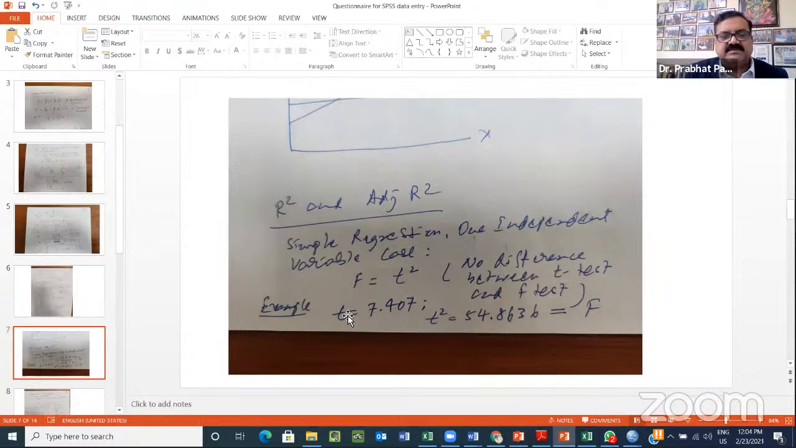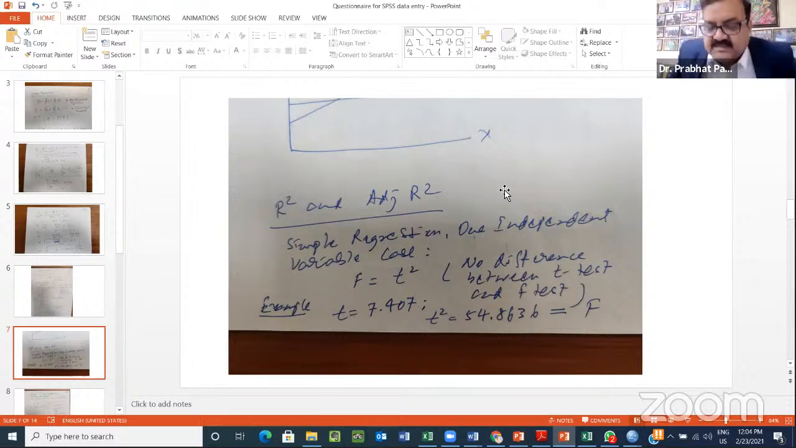So here in your regression, the value of t is 7.407 and the value of f is 54.8636. In the calculation, you can see that if you multiply t with t, that is 7.407 multiplied by 7.407, it will exactly give you 54.8636, the value of f. So that means t square is equal to f. And this happens only in simple regression, not in multiple regression.